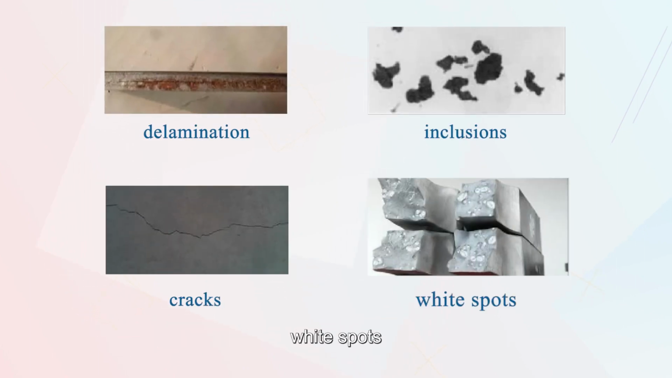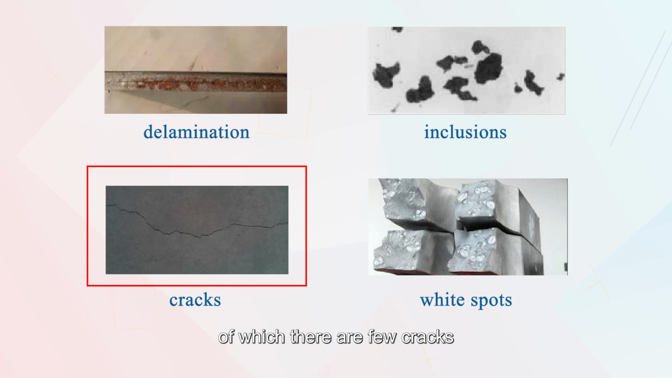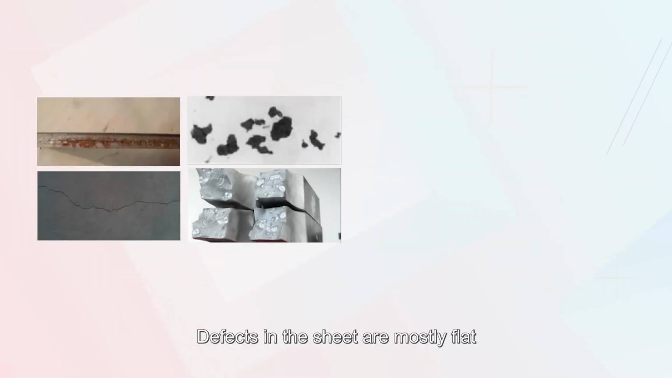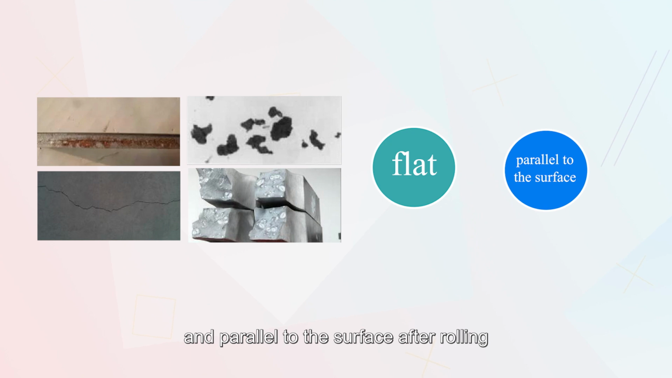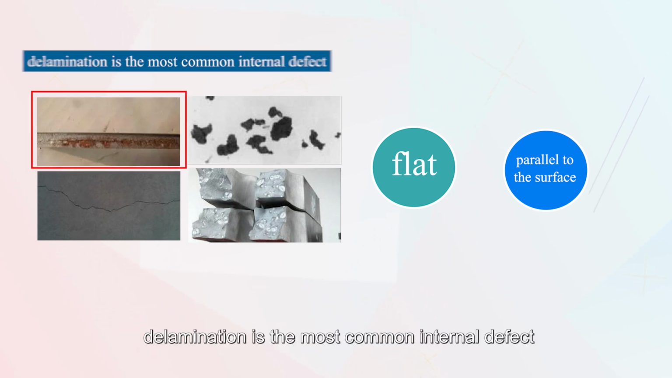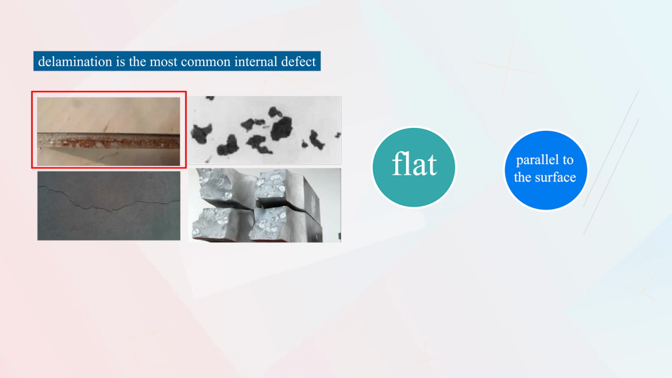Second, the common defects in the sheet. Common defects in the sheet are delamination, inclusions, cracks, white spots, etc., of which there are few cracks. Defects in the sheet are mostly flat and parallel to the surface after rolling and other processes. Among them, delamination is the most common internal defect.